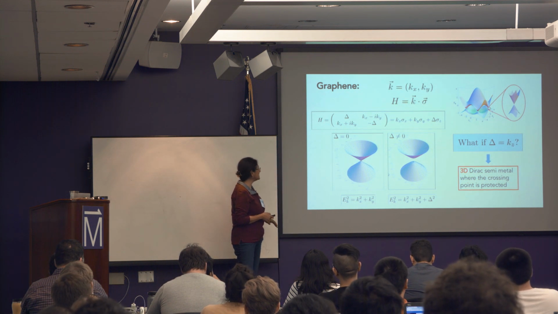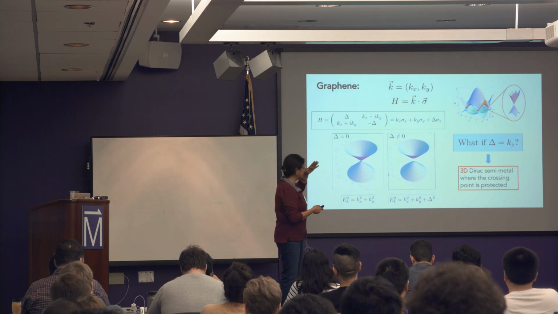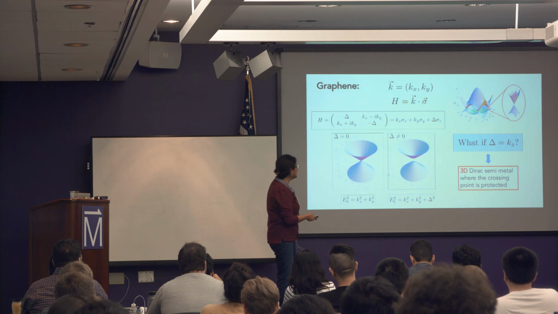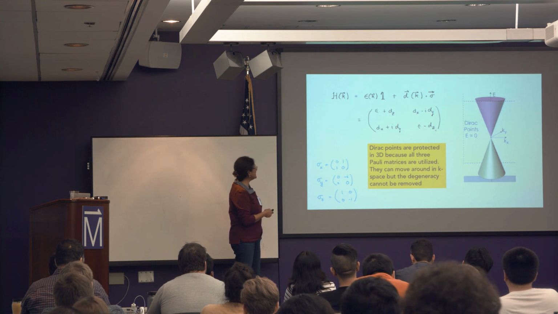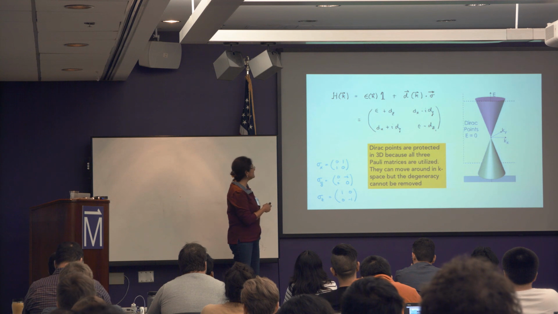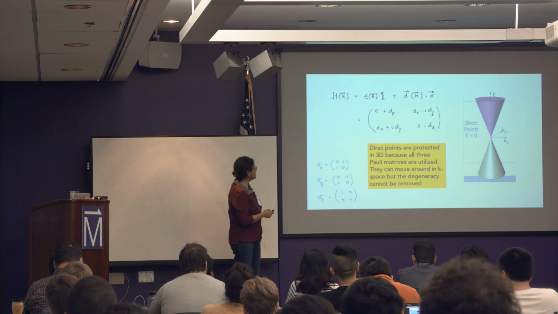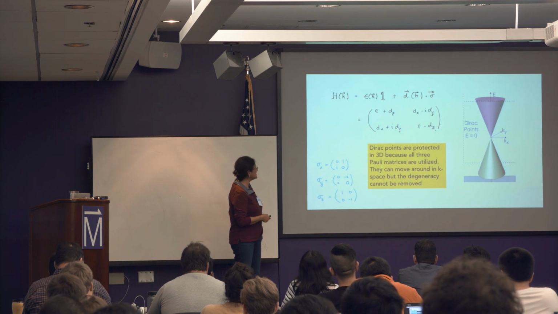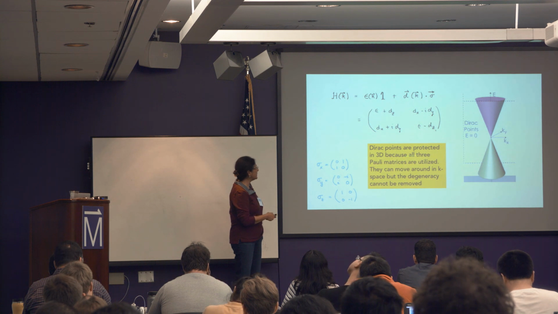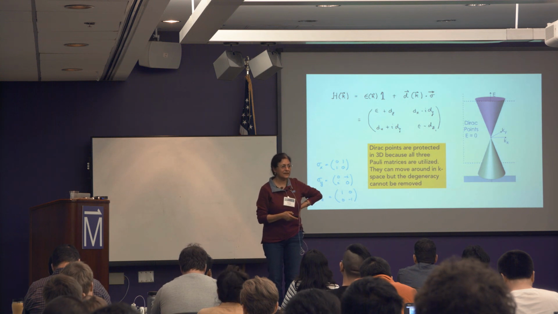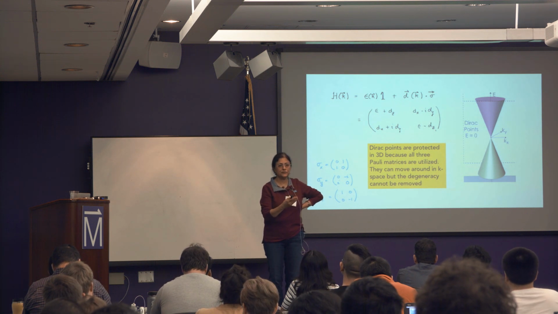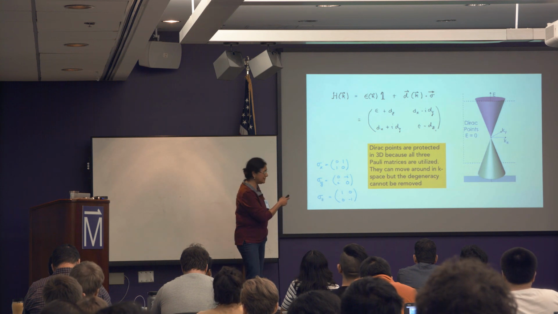So that is the simplest way to think of a protected Dirac semi-metal in 3D, where you're utilizing all three Pauli matrices. And this is like any two-level system you can write down. This is the most general form. Essentially, the point of using all the Pauli matrices is that you can move around this Dirac point in momentum space, but you cannot remove that degeneracy. Okay, so that itself tells you there is a topological reason for its protection, but there is more.